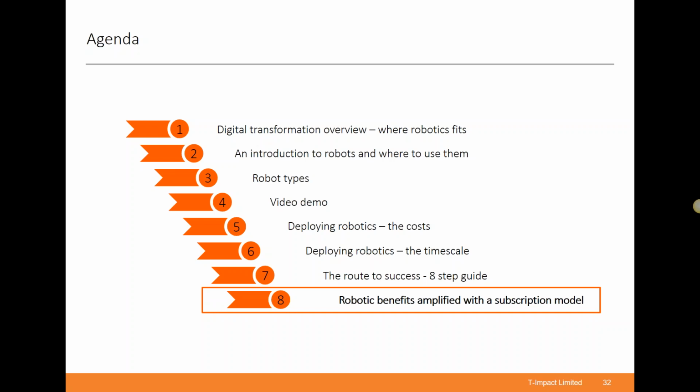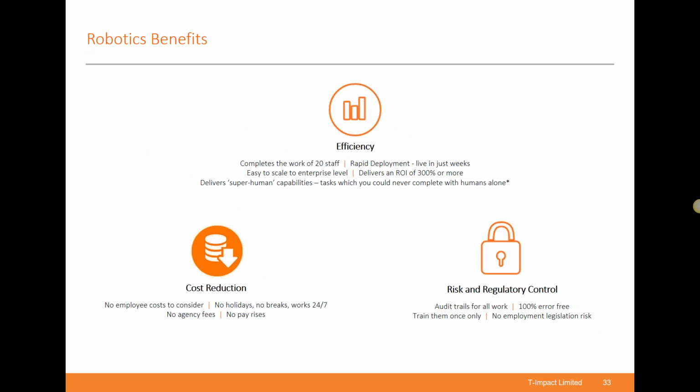So finally, let's just take a look at the benefits of robotics, what you can expect to see, and how those can be amplified by looking at a low-risk cost model to start with. So what can we hope to deliver from a robotics project? So firstly, there's efficiency improvements. One robot can complete the work of 20 staff today. So from a capacity point of view, that's what you can expect. If you've got a team of 20 who are performing repetitive tasks, that work can be done by a robot.